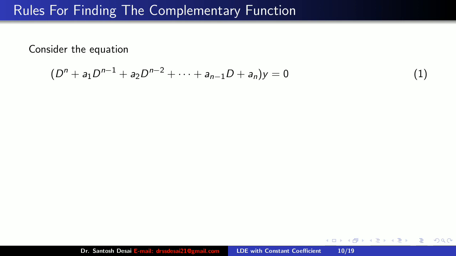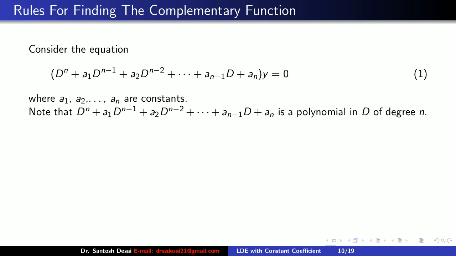So let us consider the equation (D^n + a1 D^(n-1) + a2 D^(n-2) + and so on + a(n-1) D + an) y is equal to 0, where a1, a2 and so on up to an are constants. Here note that D^n + a1 D^(n-1) + and so on + a(n-1) D + an is a polynomial in D of degree n.